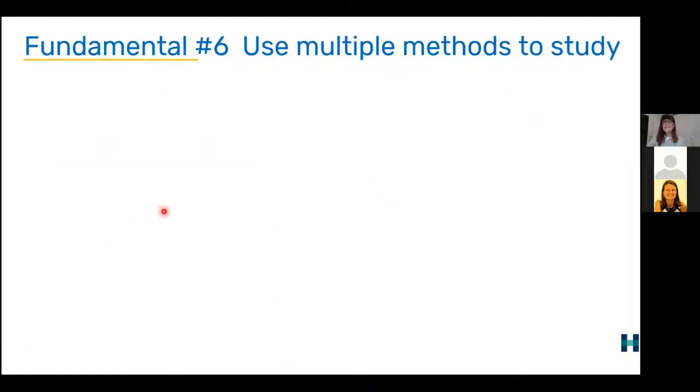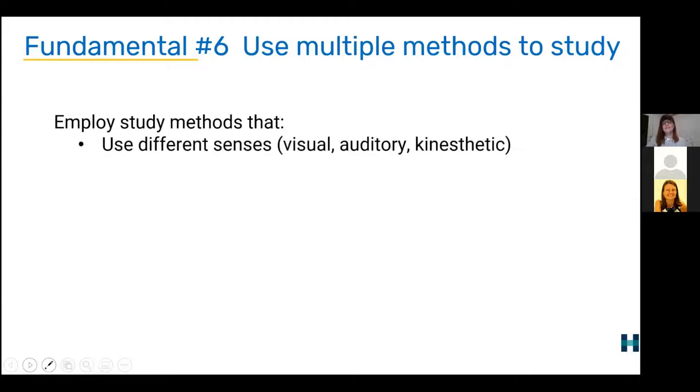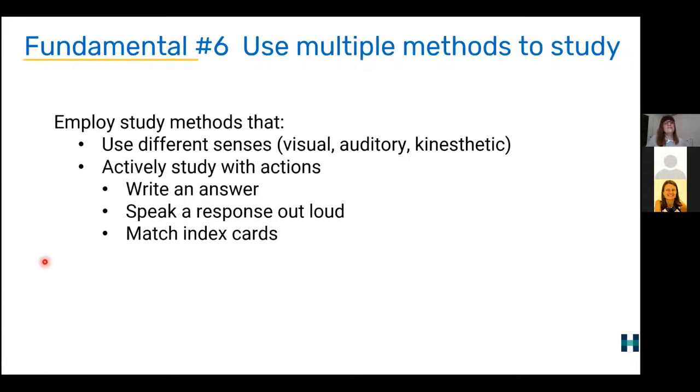Fundamental number 6, use multiple methods to study. And this is one of the things that students get into kind of a rut with, is they will always study just their Quizlet list. And they'll study it over and over, but you haven't used your different senses, visual, auditory, movement, doing an action with it. Actively study with action. Write an answer. Pretend you have a question. What would your answer be? Speak a response out loud.